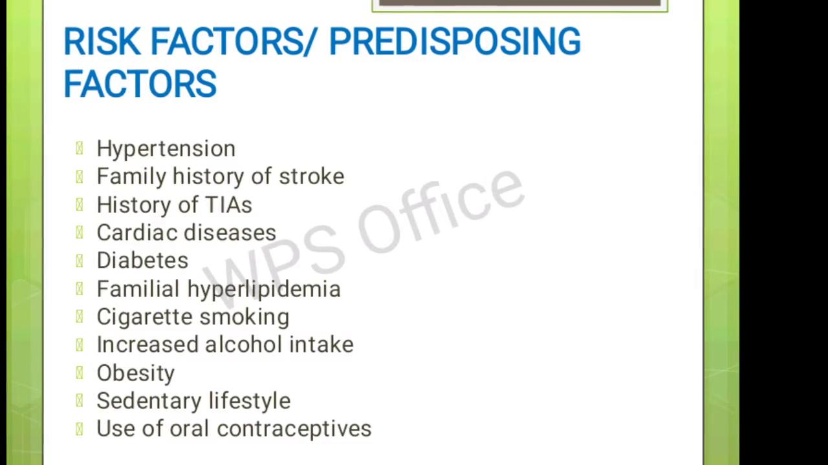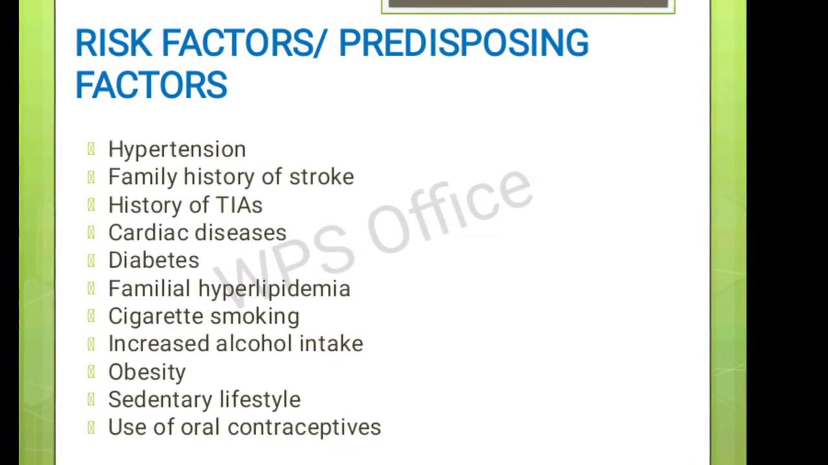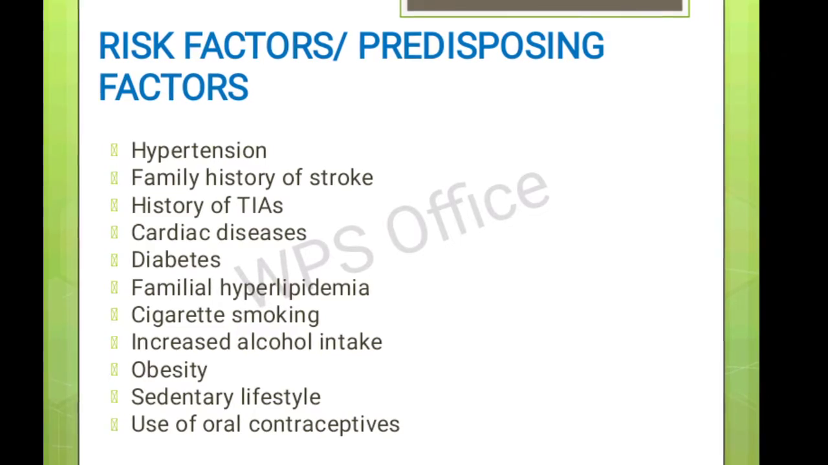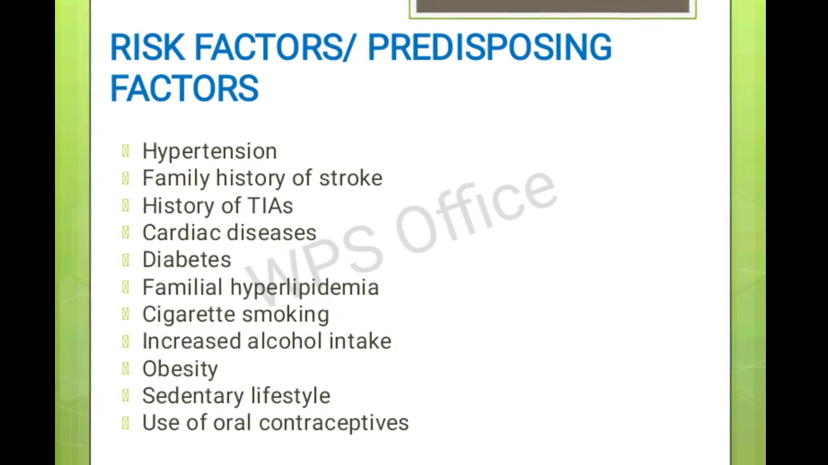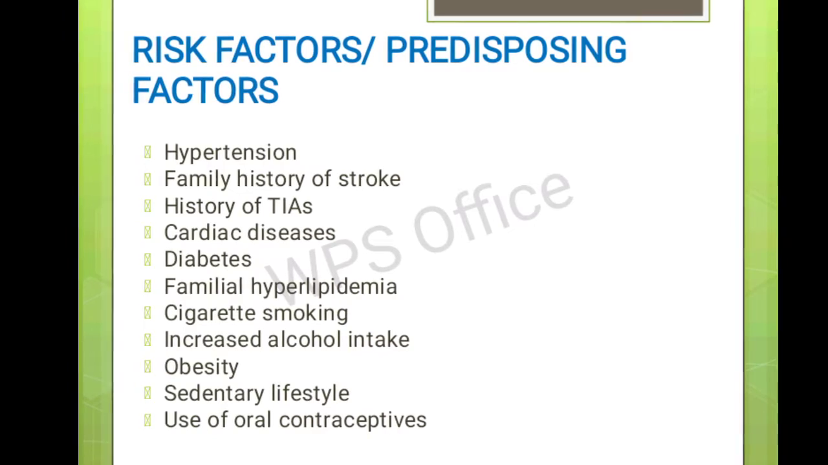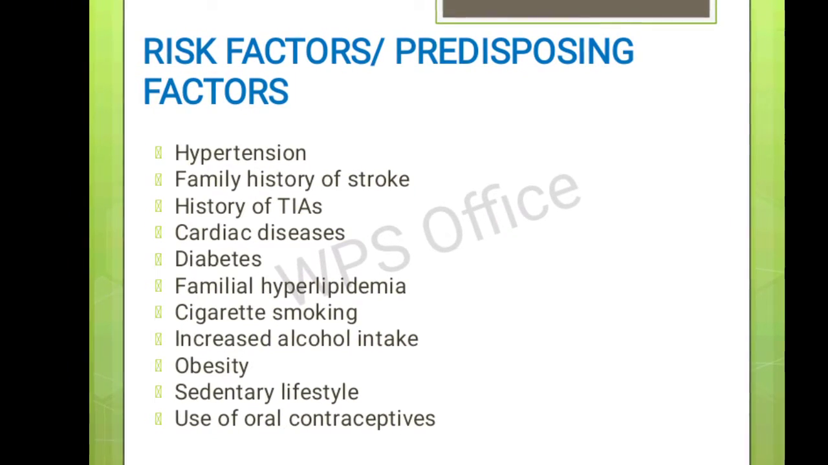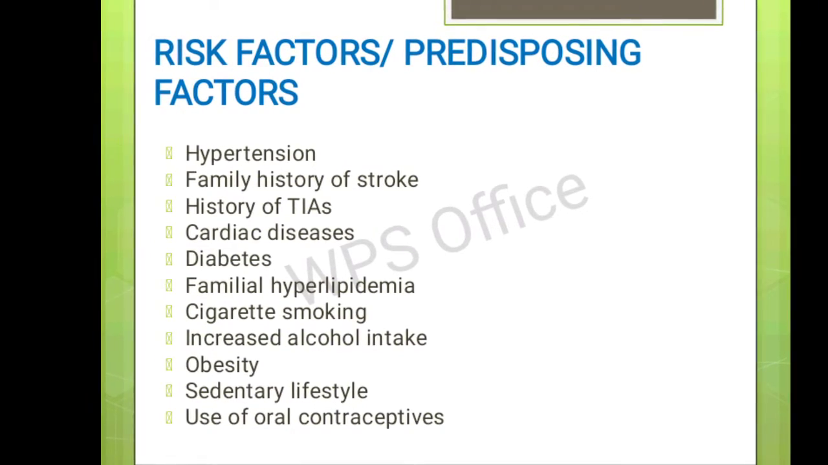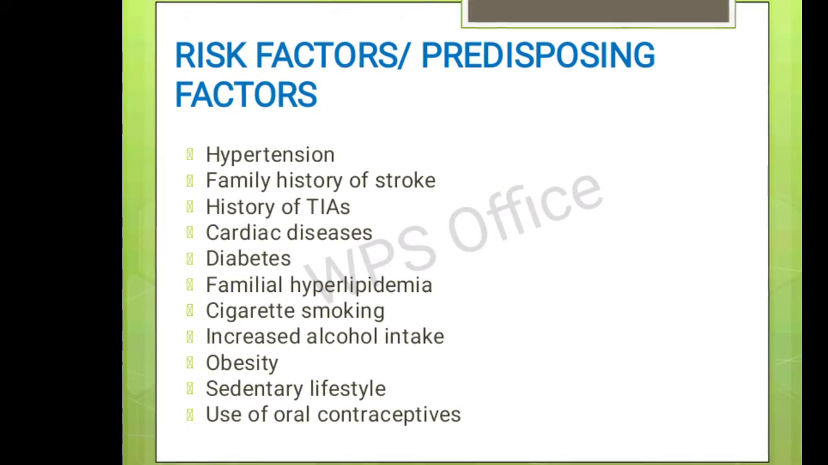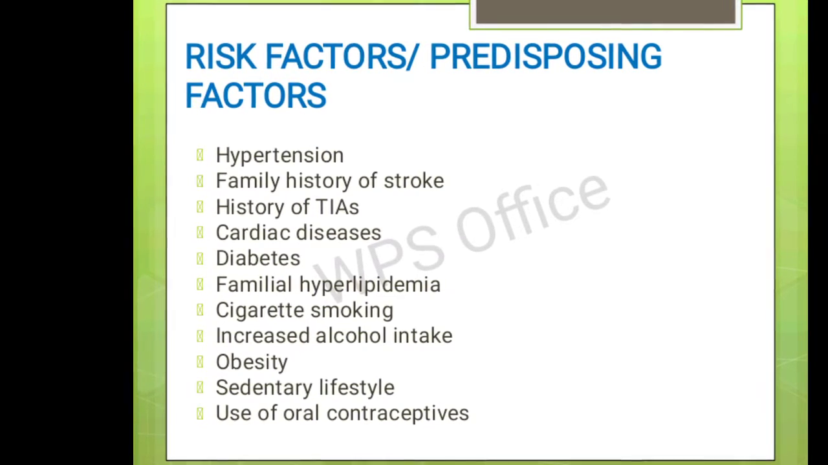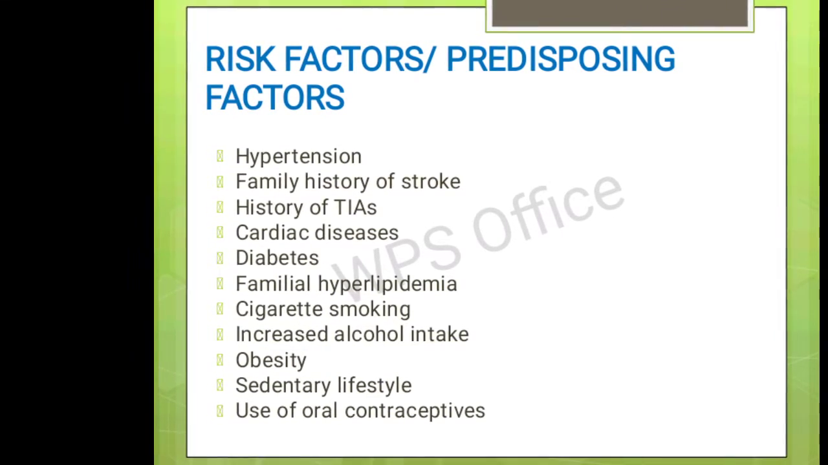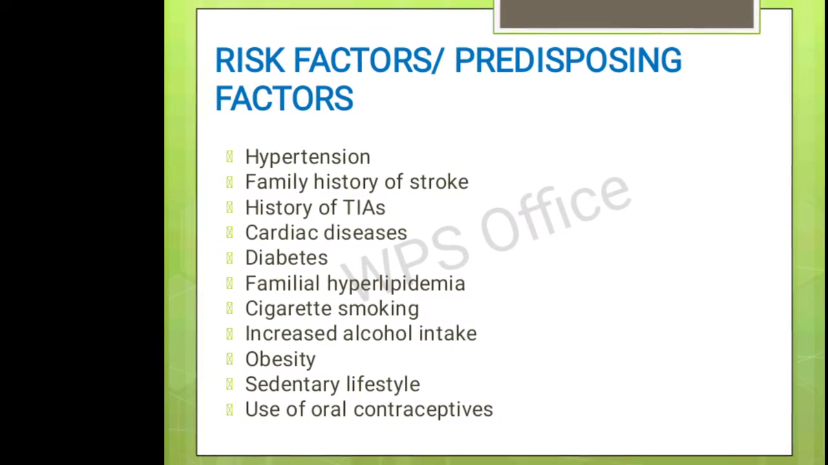Then let's see the risk factors or the predisposing factors. Risk factors are a person with hypertension, a family history of stroke, or a history of transient ischemic attacks. Transient ischemic attacks have symptoms similar to those of stroke, but they occur for only a few minutes. Then people who have cardiac disease like arrhythmia, coronary artery disease, acute myocardial infarction, and valvular diseases are at risk. People with diabetes, familial hyperlipidemia, meaning high levels of lipid in the blood, and people who have the habit of cigarette smoking, increased alcohol intake, obesity, sedentary lifestyle, and use of oral contraceptives. All these are the predisposing or risk factors.